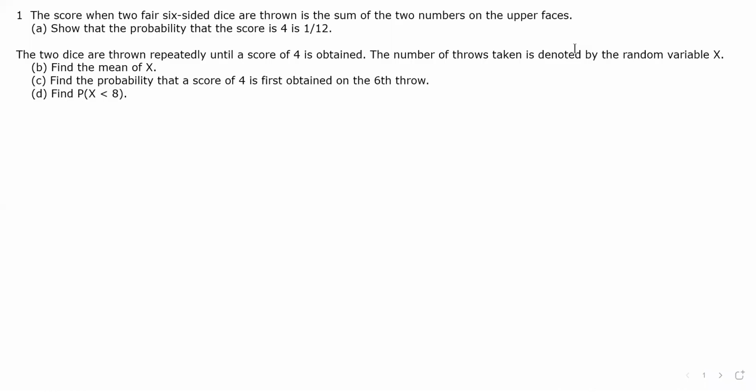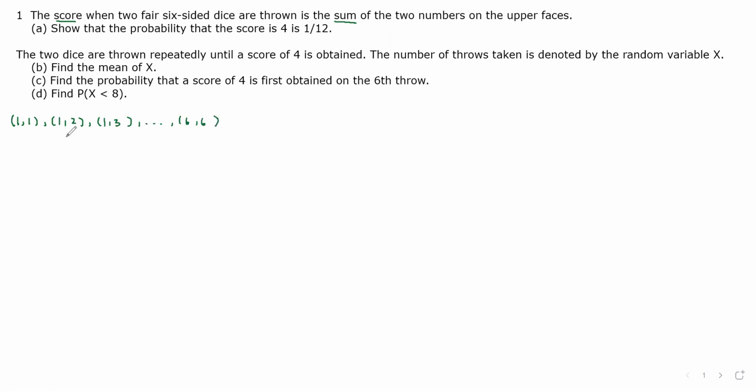We discussed question 1 and question 2 of A-level mathematics paper 5 in May or June of year 2020. Question 1. The score when two fair six-sided dice are thrown is the sum of the two numbers on the upper faces. When we throw two dice, the outcomes are either 1, 1, 1, 2, 1, 3, until 6, 6.